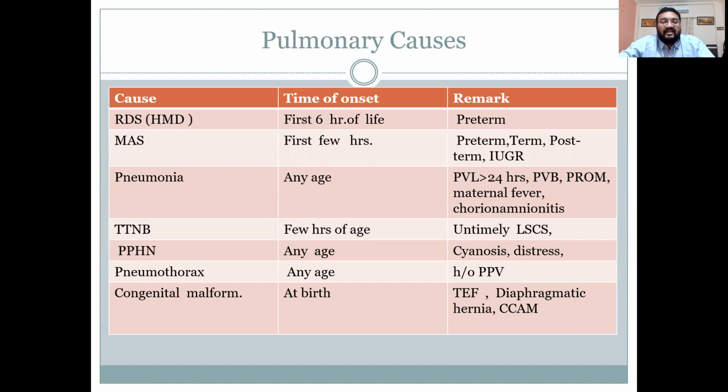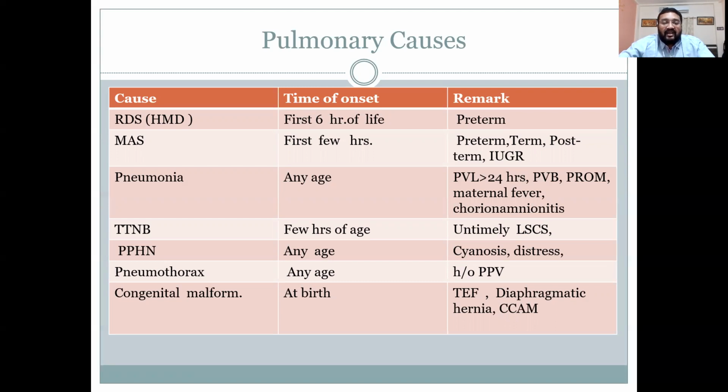Transient tachypnea of newborn is another entity that is commonly seen in newborn who present with respiratory distress. It has its onset within first few hours of life, and one of the important causes of transient tachypnea of newborn is poorly timed C-section. PPHN is another important cause of respiratory distress. It can present at any age, and it is often seen with cyanosis and severe form of respiratory distress in the newborn. Pneumothorax can occur at any age, and it is commonly seen in newborn who has undergone positive pressure ventilation at the time of birth or thereafter.